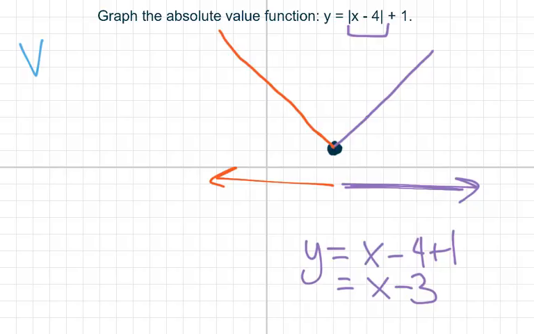So our absolute value function of y equals absolute value of x minus 4 plus 1 looks something like this. Remember, identify the vertex first, see what the function looks like to the right of the vertex, to the right of the boundary line, and mirror that to the left of the boundary line.